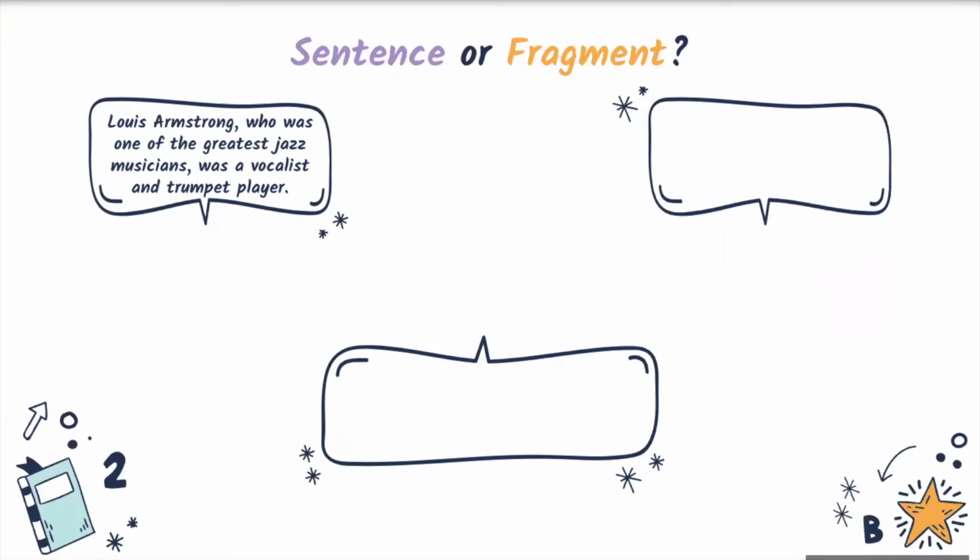From what I can see, Louis Armstrong clearly seems to be the only noun subject that these phrases could be referring to. When we eliminate this non-essential clause, which we will discuss later, it's basically Louis Armstrong was a vocalist and trumpet player. Now I see that was is the verb that corresponds to Louis Armstrong. So yes, it is a sentence because there's a subject and a verb that matches it. The subject is Louis Armstrong and the corresponding verb is was.